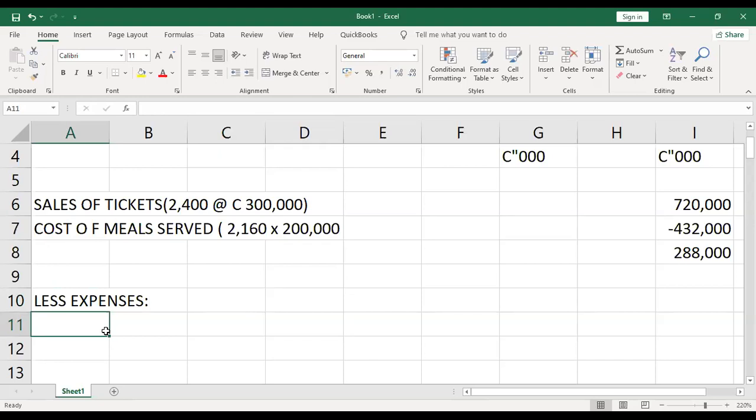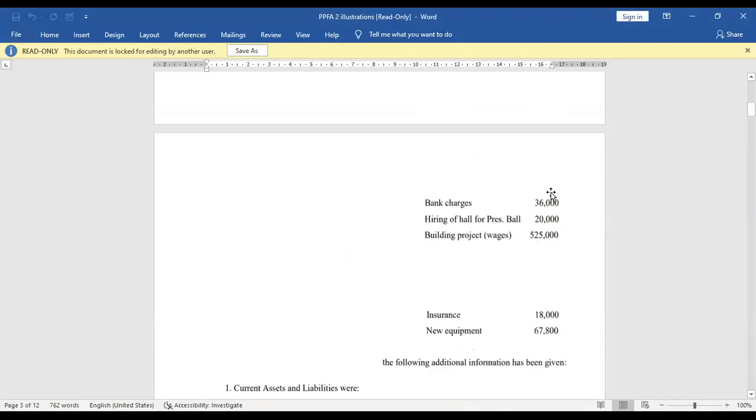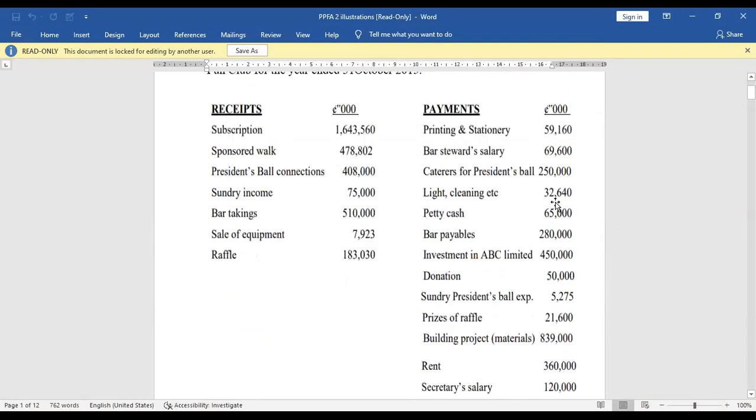So less expenses. So which other expenses do we have that pertain to the ball? We'll go through our question again. Which expenses have to do with the ball? That is why in the exams, you have to go through the question first. Study the question from beginning to the end before you start solving. Because as you are looking at the question, the requirement, you'll be able to see the different figures and what they relate to.